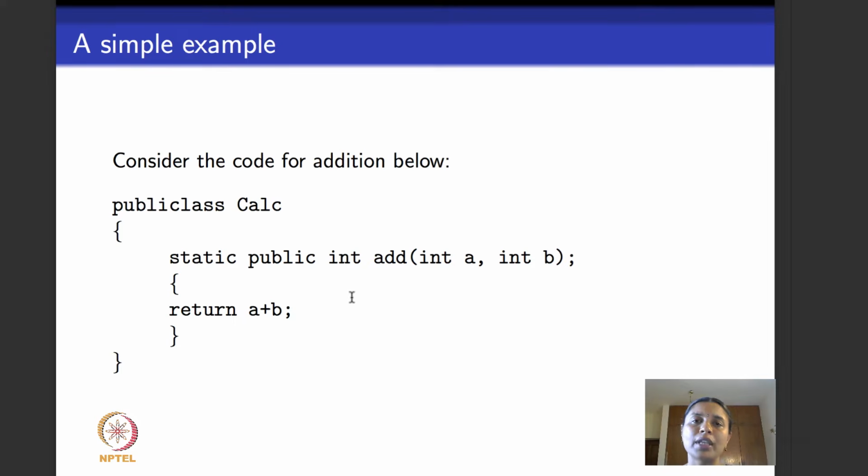So we'll start with an example of a code that does addition. So here is an example of a code that does addition. There's nothing complicated to it. It takes two integers a and b and it returns the sum of a and b, which is a plus b. Right? Now suppose you're given the task of testing this code, right?